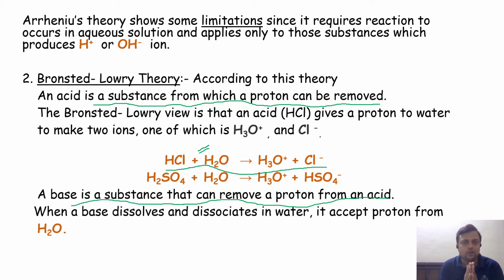So the Bronsted and Lowry view is that an acid gives a proton to water to make two ions. Acid HCl is here. When we take it inside the water, after the reaction it gives two ions. One is the hydronium ion and the second is the chloride ion. So very simply, according to Bronsted and Lowry, an acid gives a proton to water to make two ions: hydronium ion and chloride ion.